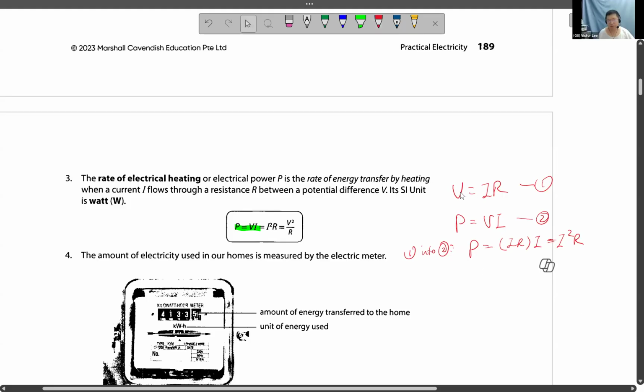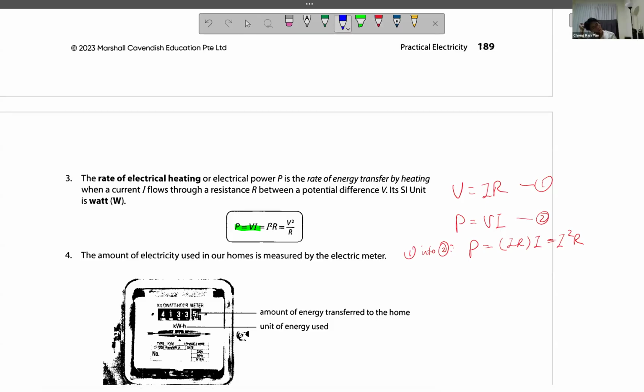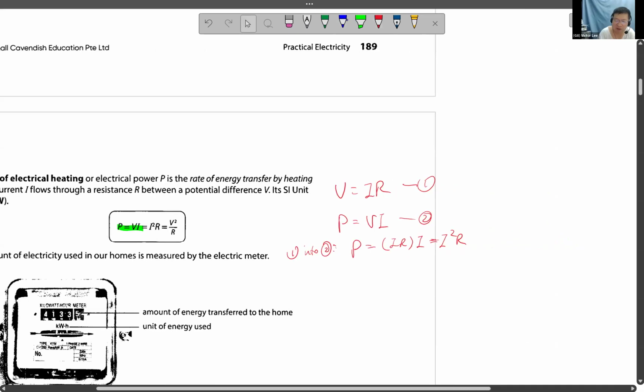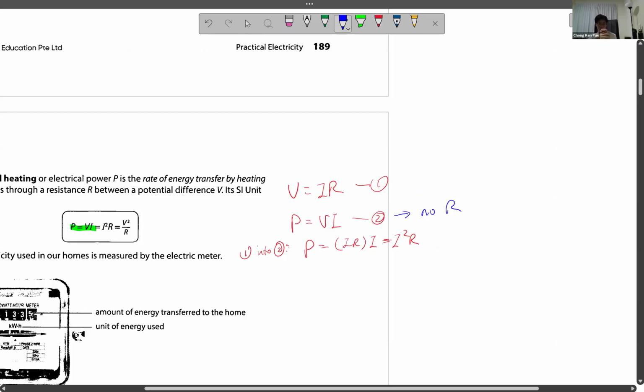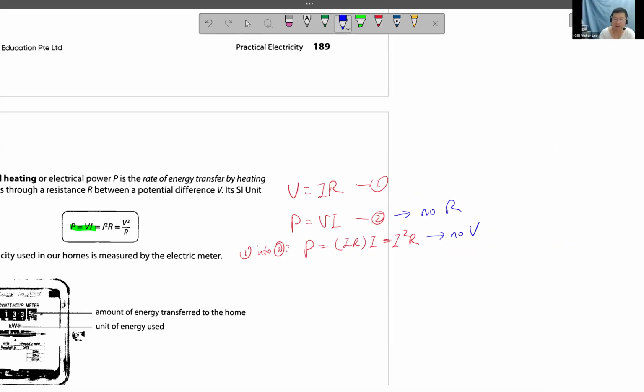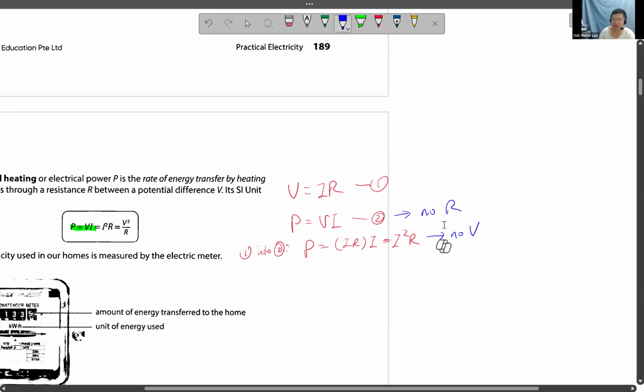Because there are 3 unknowns here. To find power, I need to have both of these, but I don't have R. So in other words, when there's no R, you use this one. This one, you use when there's no V. You see that? P equal to I squared R, you use this formula to find power when there's no V. Use this to find power when there's no R. Are you with me?